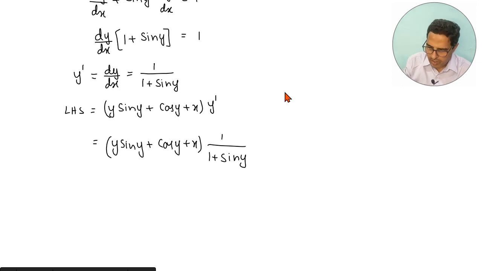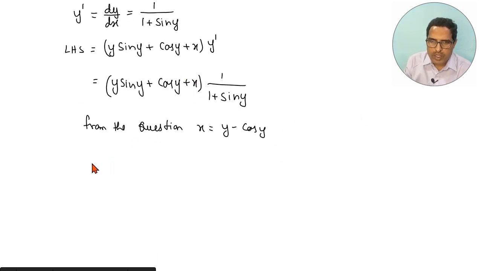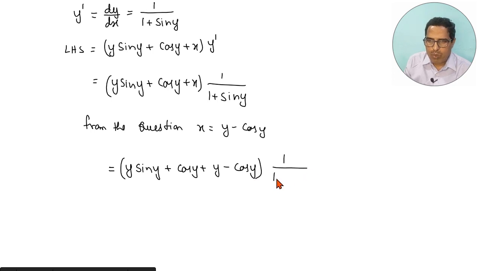So you can write down, from the question we have the value of x to be equal to y minus cos of y. So if we plug in that value over here, we have LHS equal to y sine of y plus cos of y plus the x value over here, which is y minus cos of y, times 1 by 1 plus sine of y.